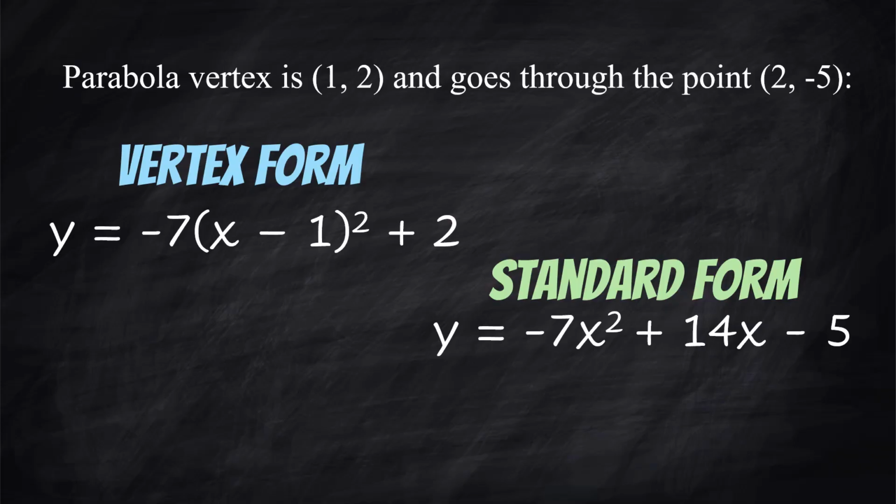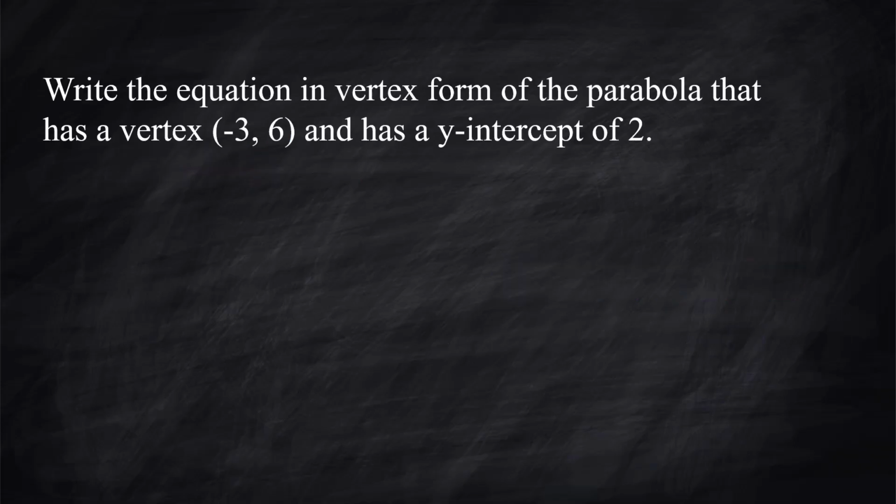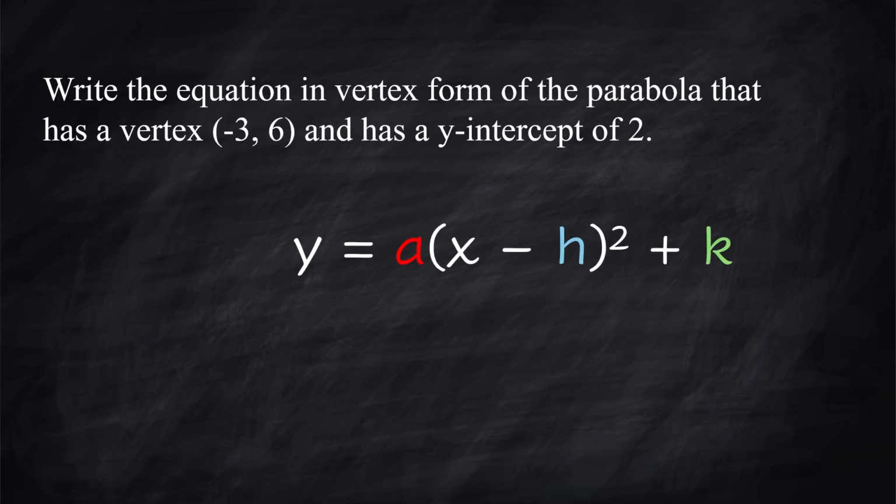That might have seemed a little complicated, but believe it or not, that one was pretty straightforward. Let's do one that is a little trickier, so it feels like you've at least seen one like this. Write the equation in vertex form of the parabola that has a vertex of (-3, 6) and has a y-intercept of 2. So a lot of prior knowledge goes in here. First of all, bring in your vertex form or your HK form, however you like to call it.